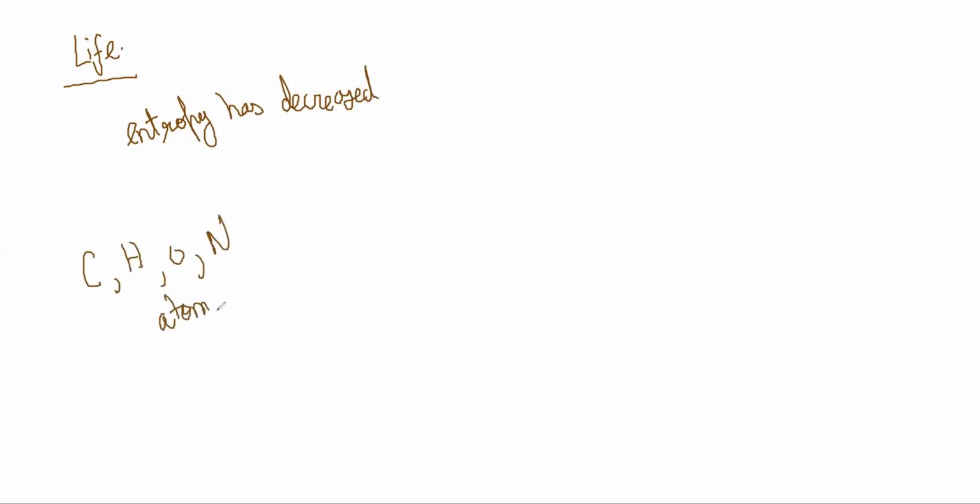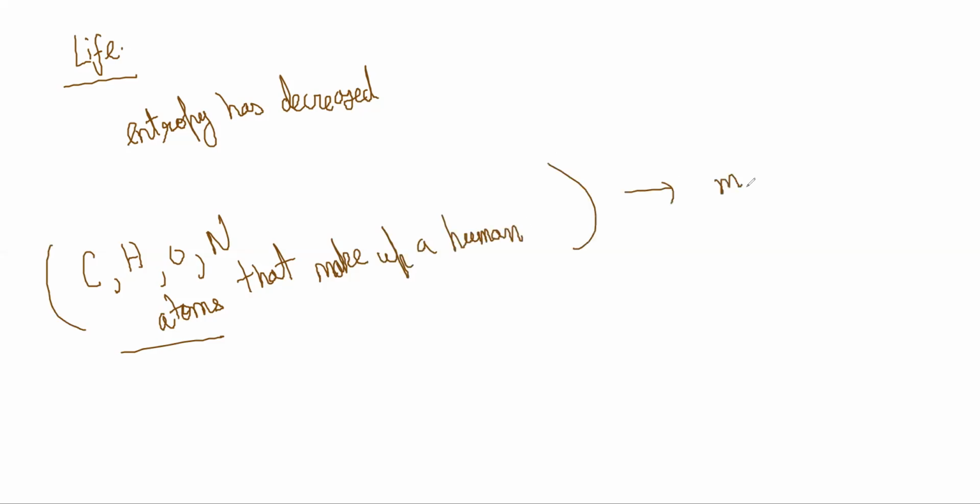If you think about life, some cells, life is there, like you are alive right now because your entropy is decreasing. Your entropy has decreased. If you take the same amount of carbon, hydrogen, oxygen, nitrogen atoms that make up a human being, and mix them together and let them exist randomly, that doesn't become alive. That is not alive, right?